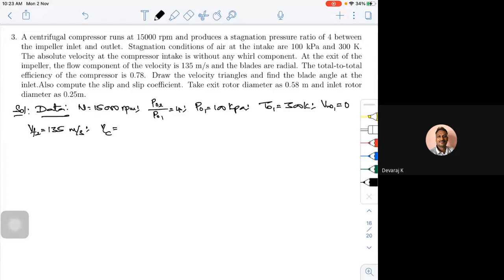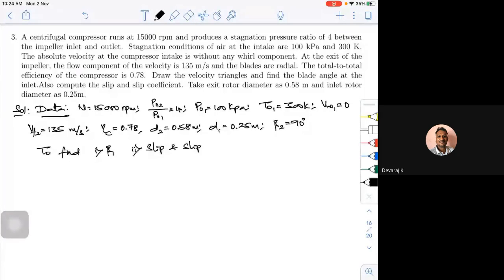It is 0.78, and they have given the outlet diameter which is 0.58 meter, and the inlet diameter which is 0.25 meters, and the blades are radial at the exit, that is my beta2 is 90 degrees. So I have written all the data that is given. So what are we supposed to find? The first one is my inlet blade angle, beta1, and the second thing is slip and slip coefficient.